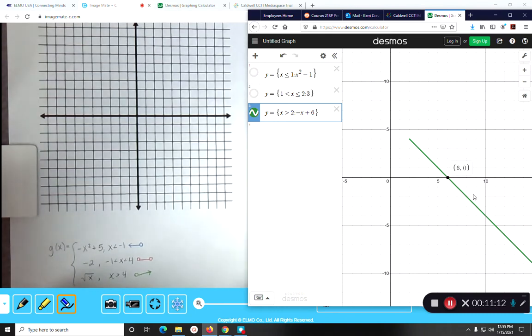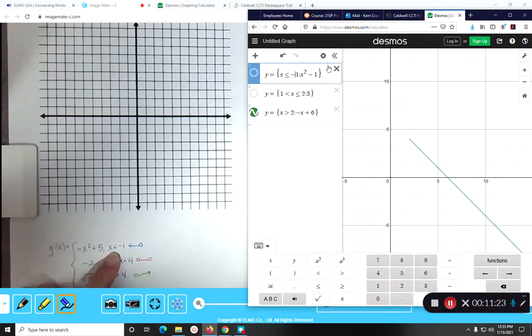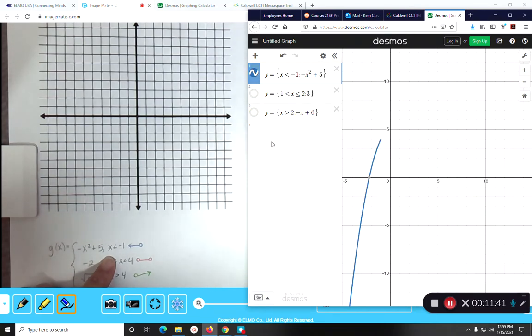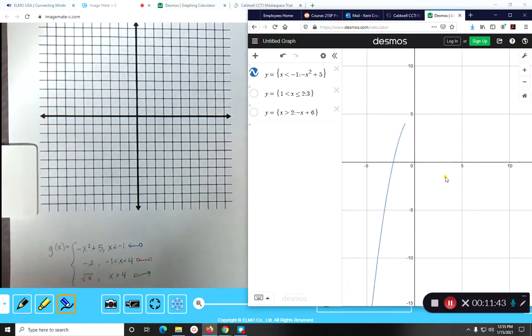Alright, so let's go in Desmos and type these in. You can leave the shell in there from your other ones if you want to. My first one is x is less than negative 1, so if I just stick a negative in there, change this to a less than sign, and then change my function to negative x squared plus 5. And click on that so it shows up. So there's the left piece of my graph.